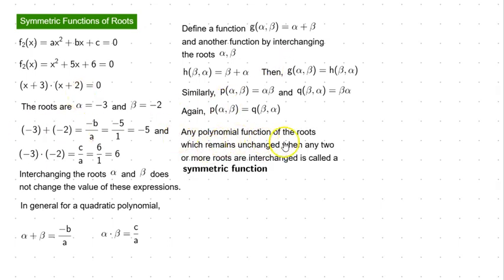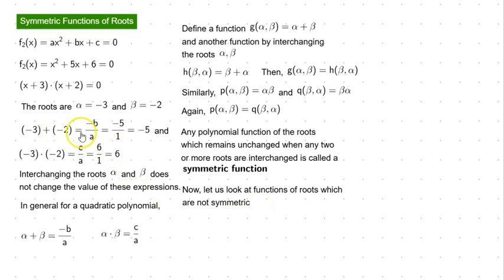Now, any polynomial function of the roots which remains unchanged when any two or more roots are interchanged is called a symmetric function. So in case of quadratic, of course, there are only two roots. Two or more comes when we look at higher degree polynomial equations.